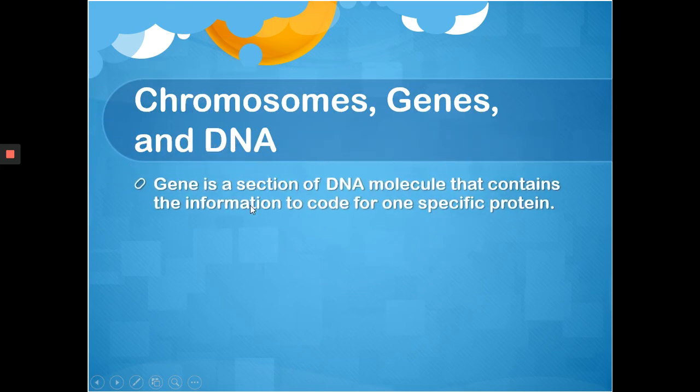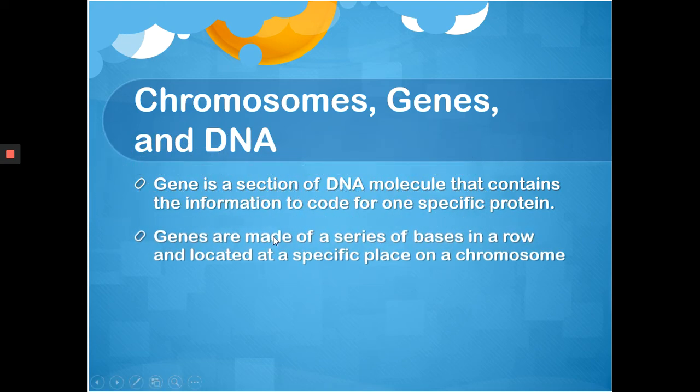So if we look here, I mentioned before that a gene is a section of DNA, and it contains the information that makes a specific protein. So again, the order of those base pairs in the codon codes for a specific amino acid, and proteins are huge chains of amino acids.